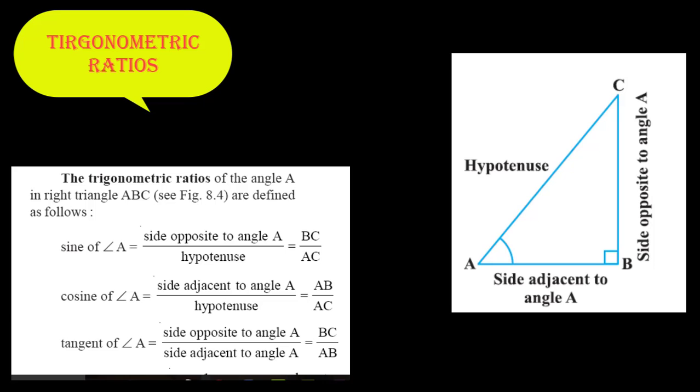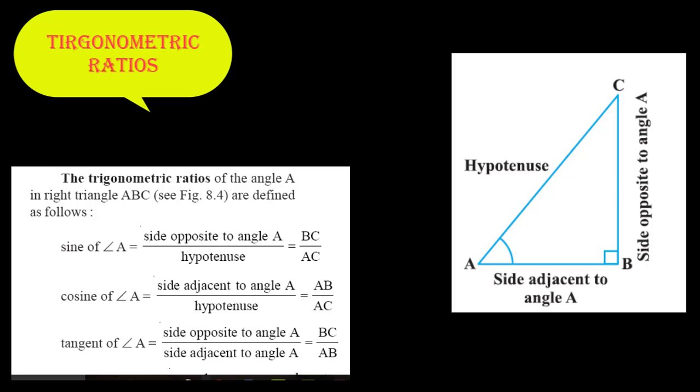While taking angle A or angle C, students must be careful, because most students make mistakes here. Always remember, the side opposite to the taken angle is known as perpendicular, and the side adjacent to the angle is always base. So for the trigonometric ratios, first we will derive sine of angle A.